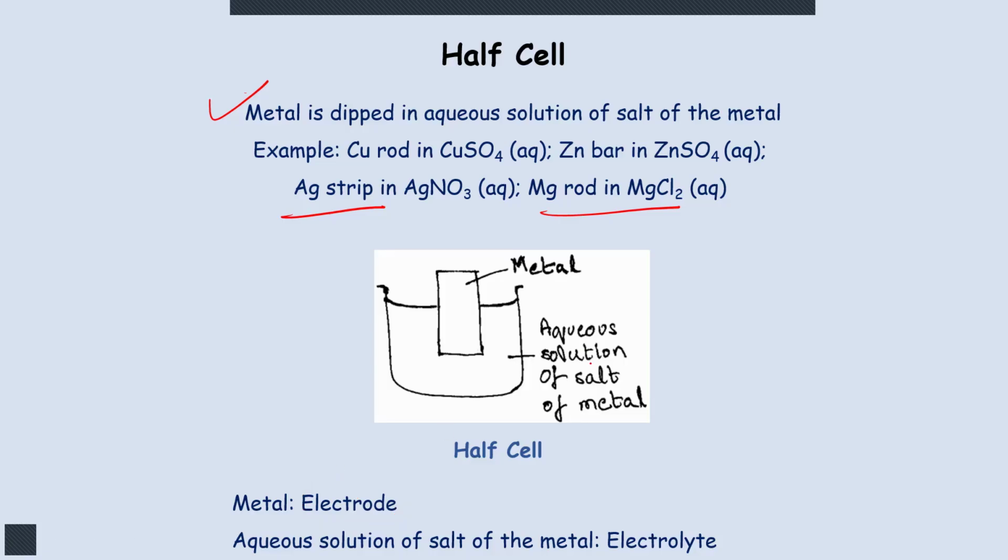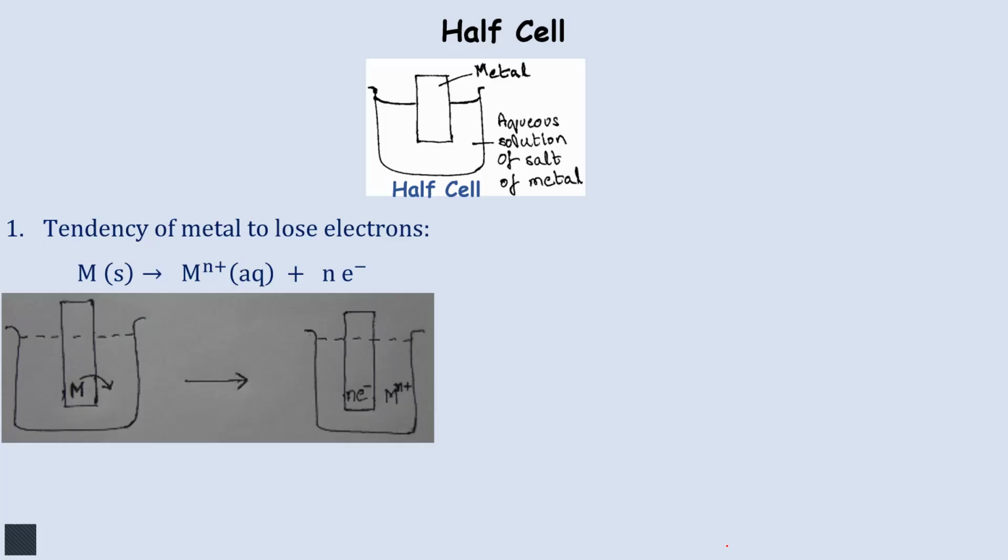An aqueous solution of salt of the metal, that is called as electrolyte. Okay, so now what happens when we dip a metal rod in aqueous solution of its salt? What happens in a half cell? So two processes happen simultaneously. We look into these processes one by one.